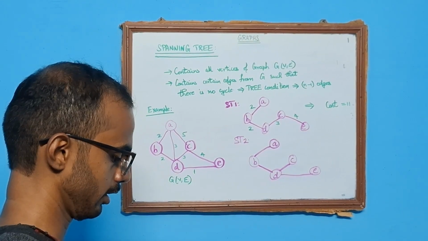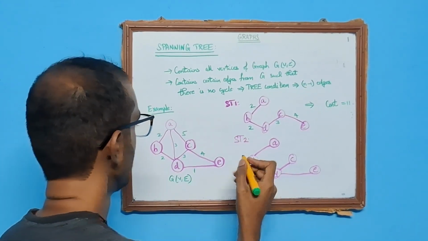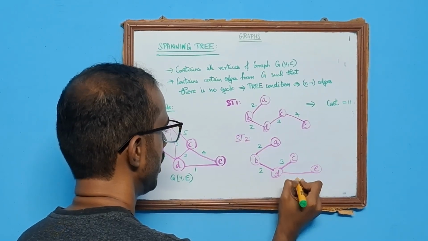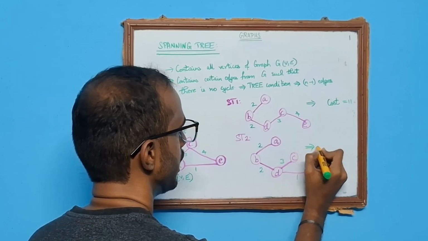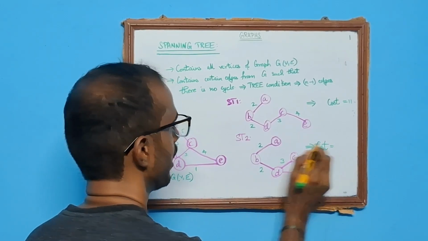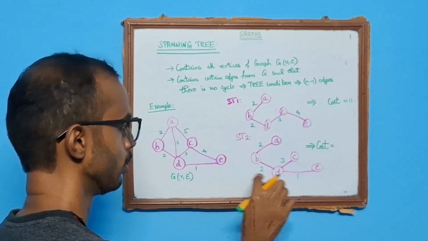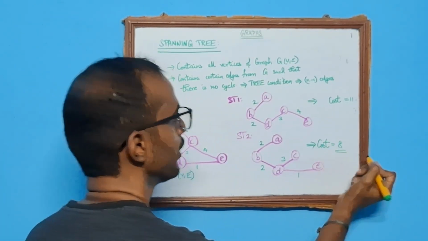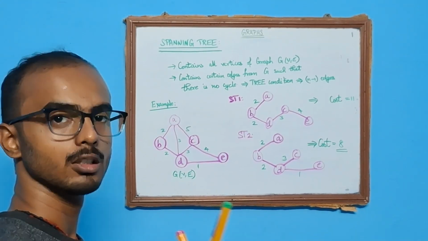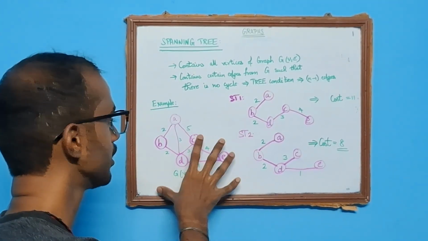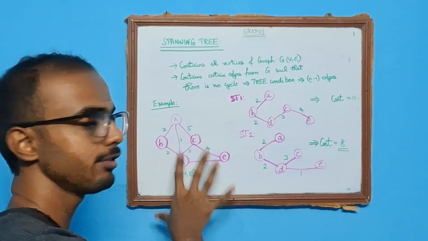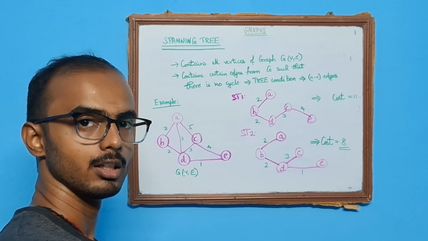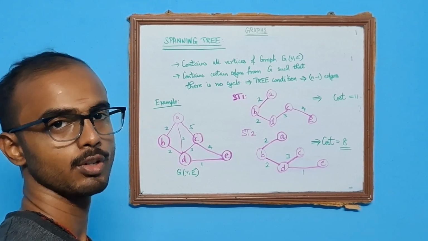Now see the cost of this spanning tree, which is 2 here, again 2 here, 3 here, and 1. So the cost of this spanning tree is 2 plus 2, which is 4, plus 1, which is 5, plus 3, which is 8. So this is a minimum cost spanning tree. Since this is a simple small graph, we were able to figure it out ourselves, but there are more proper algorithmic ways to find the minimum cost spanning tree.